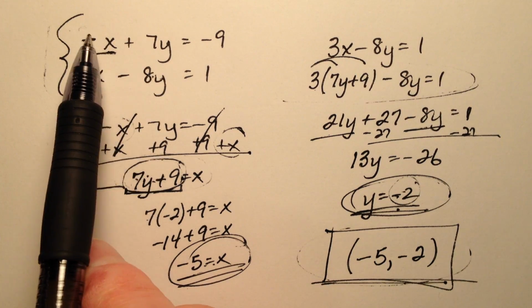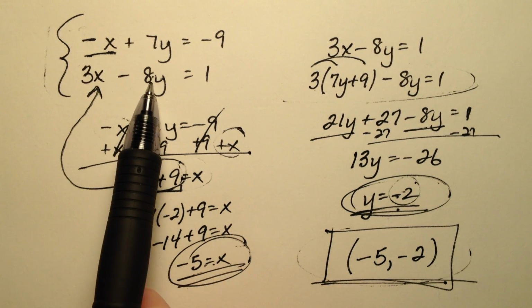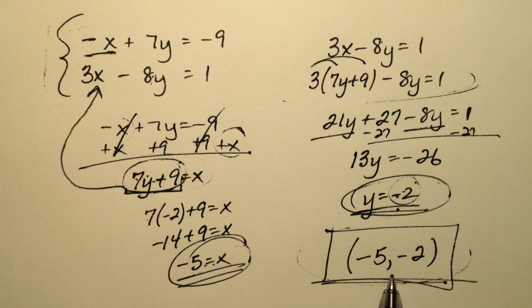And what that means is that if I was to graph these two lines, I would notice that their single point of intersection is this ordered pair, negative 5, negative 2.